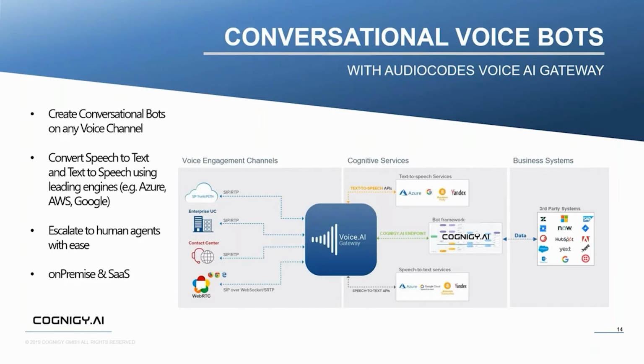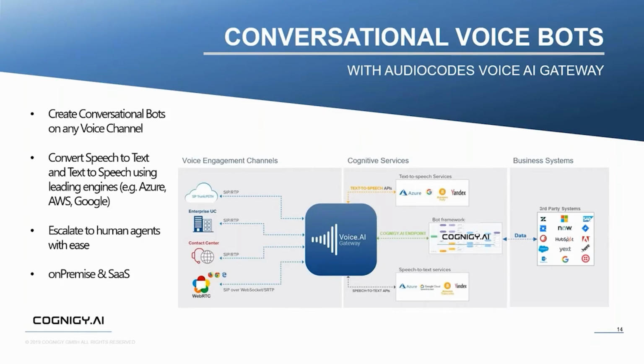So you can no longer just create your bots on the chat channels, but you can actually now create them on any voice channel that you want. You can even escalate to human agents by passing commands from Cognigy back into the voice AI gateway. There's a large number of commands, not just for escalating to human agents. You can set silence detection timeouts. You can turn off caching for privacy reasons. And there's many advanced enterprise features that the voice AI gateway and our integration comes with.